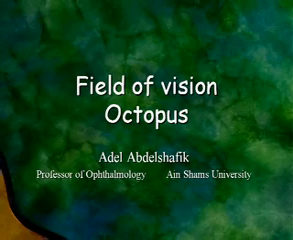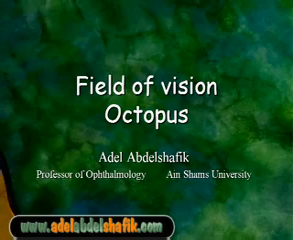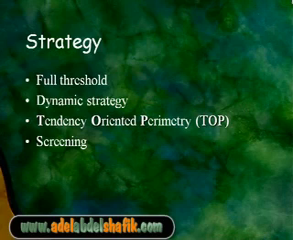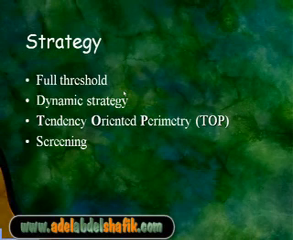I'm going to show you the difference between the printout of the Octopus compared to the Humphrey field. The strategy used can be full threshold, like we have in Humphrey, or can be one of the fast techniques, like the dynamic strategy or TOP, which is tendency oriented perimetry. In the Humphrey it was the theta fast and theta standard, but here we get other strategies: quick, similarly, the dynamic strategy and the tendency oriented strategy.